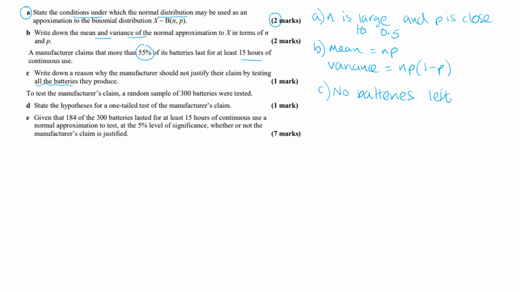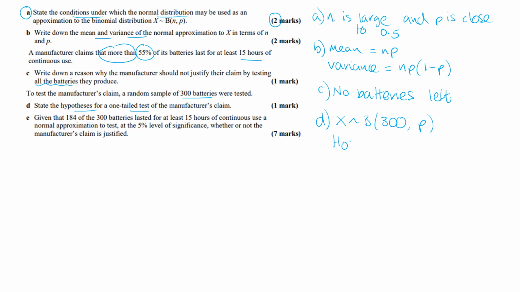Then in part D, to test the manufacturer's claim, a random sample of 300 batteries were tested. State the hypotheses for a one-tailed test. Well, we can see it's going to be a one-tailed test because the manufacturer is claiming more than 55%, so that's just in one tail. So for D, we're going to say that X is binomially distributed with our 300 and our probability of success.